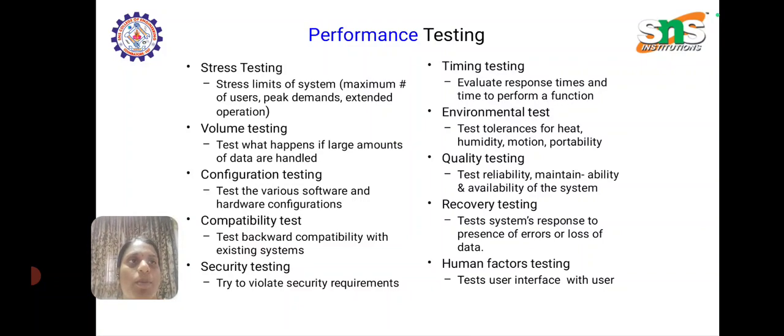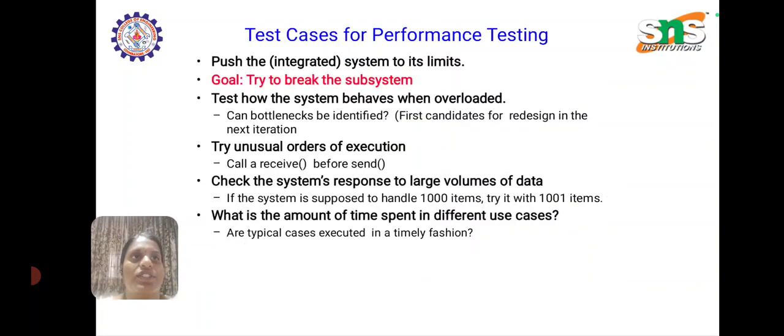Next one is environmental testing. In environmental testing, we will be able to find out the tolerance level for heat, humidity, motion and portability. Next one is quality testing. In quality testing, we check the availability, maintainability and reliability of that particular software. Next one is recovery testing. What is the system's response based upon an error or loss of data. And finally, human factor testing, which is performed with the human user interface with the user.